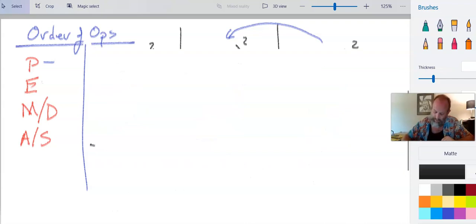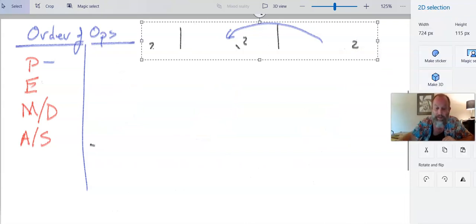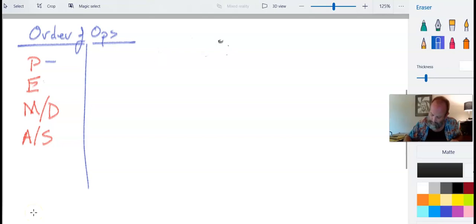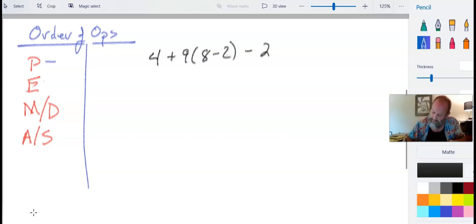There we go. Okay, so our last couple examples here. Oh, that's not the one I wanted. Let's see here. Okay, here we go. 4 plus 9 times 8 minus 2 minus 2 cubed. All right.